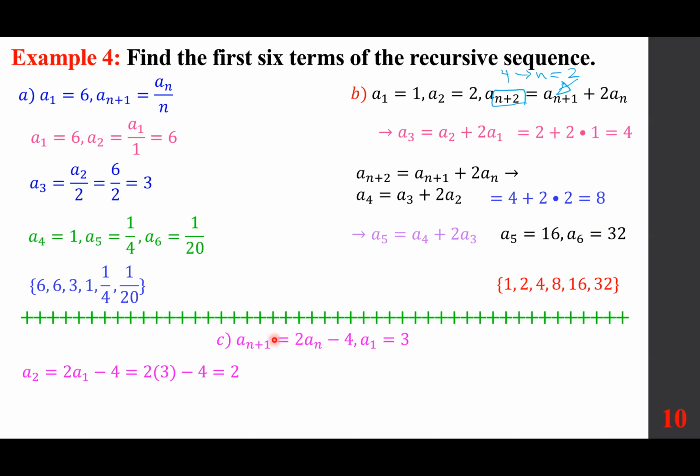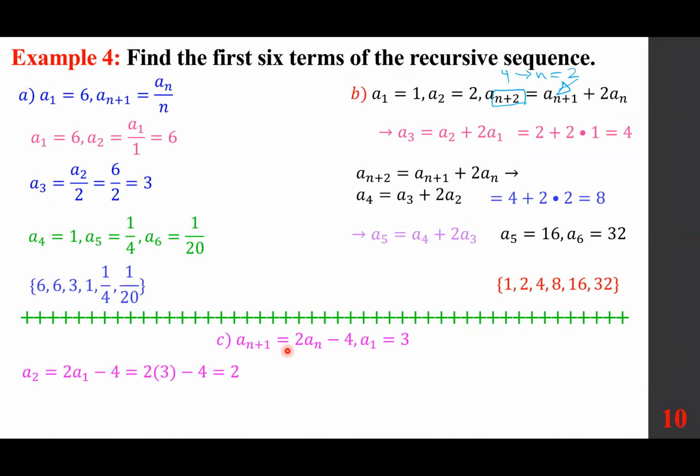Please understand what this tells us. It says if you want any term, multiply the previous one by 2 and subtract 4. So I want a sub 2. The previous one is a sub 1. I'm going to multiply by 2 and subtract 4. I get 2. I want the next one. I want a sub 3.